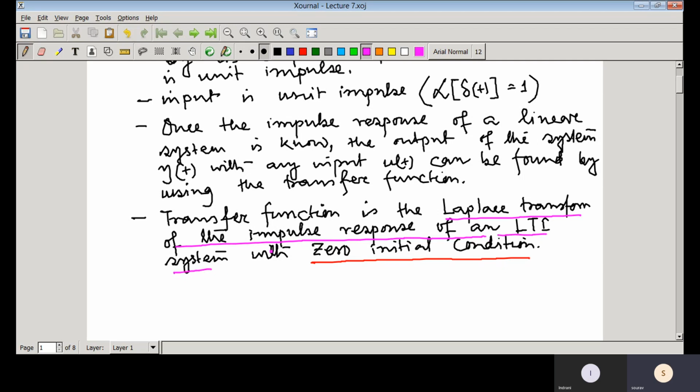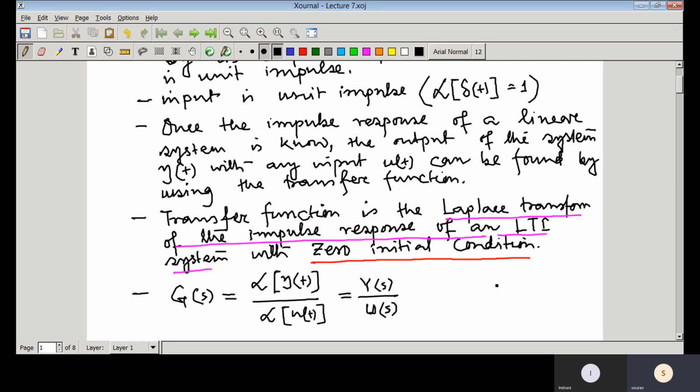That means whenever you apply a unit impulse to an LTI system, you will get some output. Then if you take the Laplace transform of that output, you will get the transfer function. Mathematically, G(s) is called the transfer function. This is the Laplace transform of y(t) divided by the Laplace transform of u(t), that is Y(s) by U(s). Suppose you have a system, where the Laplace transform of the input is U(s), and the output of that system is Y(s). So you can see that Y(s) is equal to G(s) into U(s).